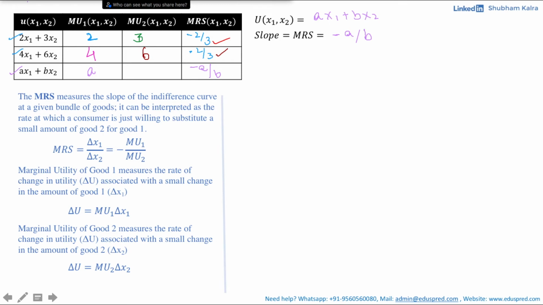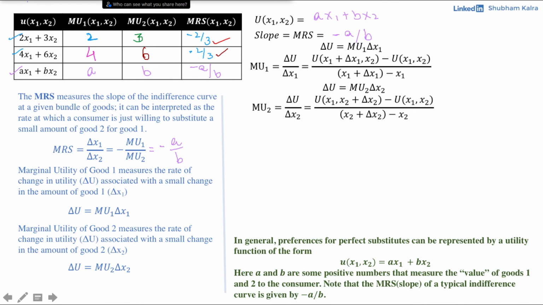Similarly, here your mu2 was nothing but the coefficient of x2, which was 3. Here it was 6. Thus your mu2 was 6. Similarly, your marginal utility of good 2 would be b, giving you the MRS as again minus a divided by b. So that would be minus of mu1, which is a, divided by mu2, which is b.